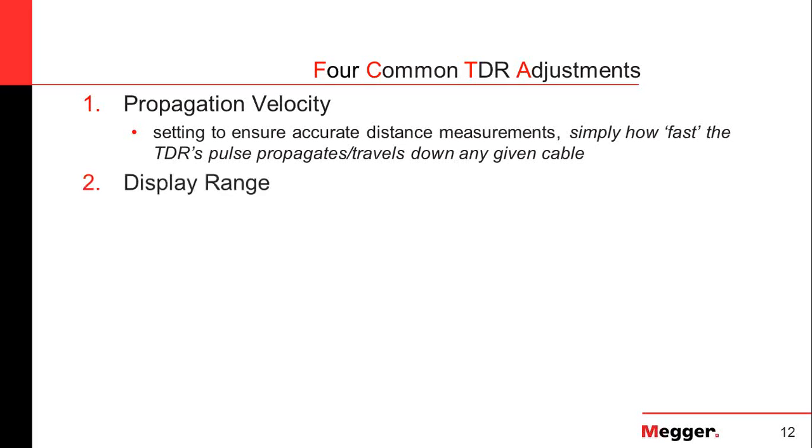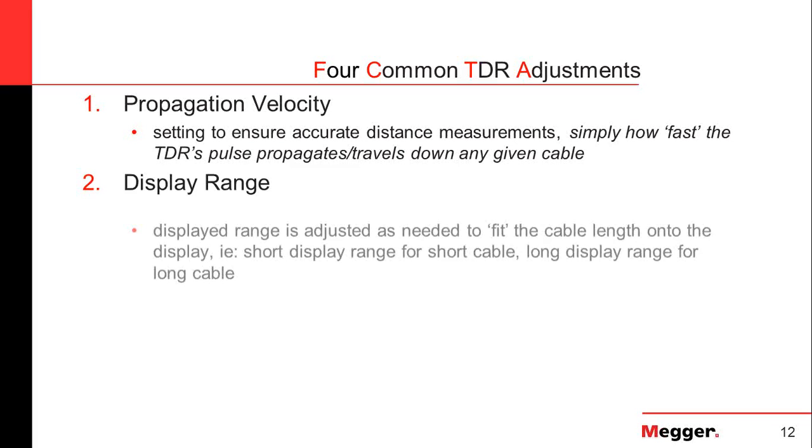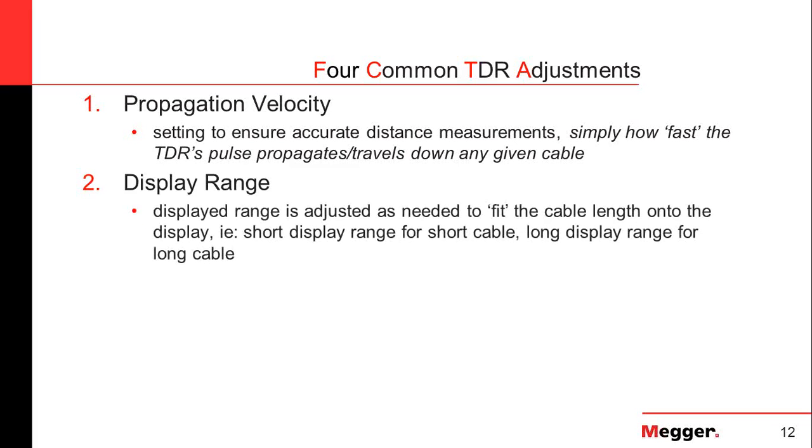Another common adjustment is the display range. The display range is adjusted to fit the cable length onto the display. A lot of people confuse display range and cable length. The display range is simply how big the viewfinder is on the display. In other words, if we have a short cable, we don't need the viewfinder set really long. We can shorten it up. And on the opposite, if we have a really long cable, we have to widen up that viewfinder to make the long cable fit onto this little 6 or 10 inch display.